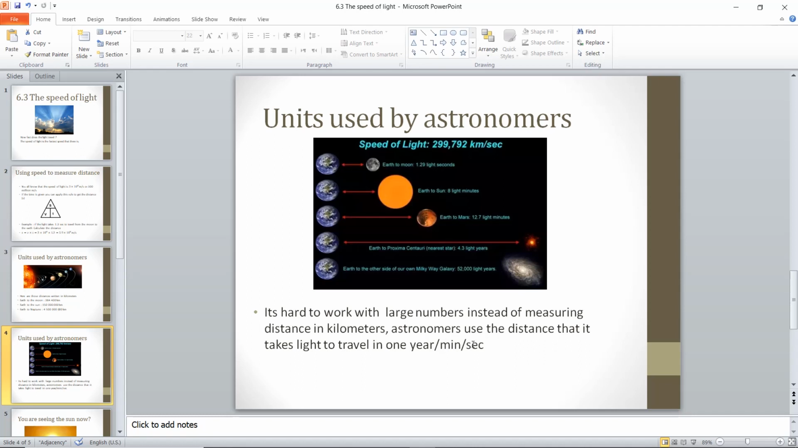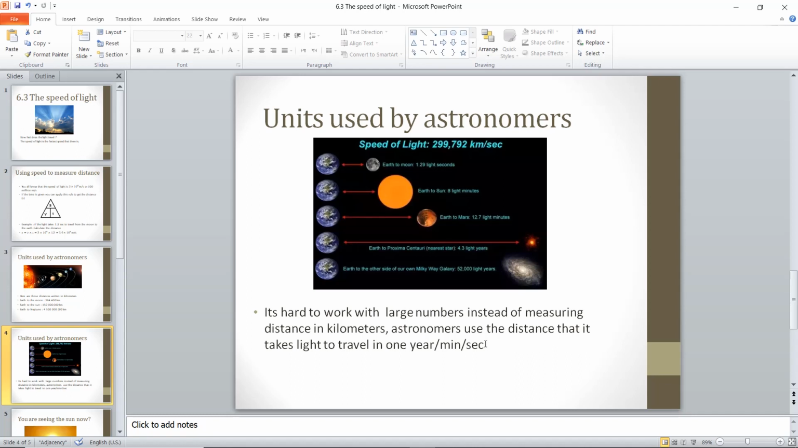What is a light year? It's called a light year. Okay, what is the light year? The light year is the distance covered by the light in 1 year. Also, for example, a light minute. It's also the distance covered by the light in 1 minute. Also the same in second.